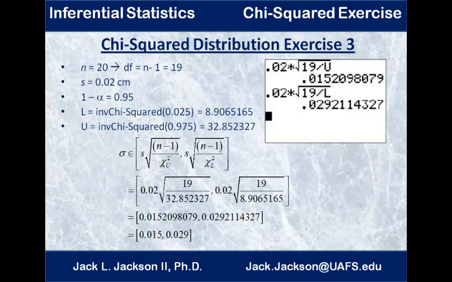Let's see if we average the two ends. Let's add these up. That would be 0.044 divided by 2, 0.022. See, that's not exactly where 0.02 is. It's a little bit different, and that's because the chi-square distribution is not a symmetric distribution. But anyway, there's how we find a confidence interval. Pretty straightforward.